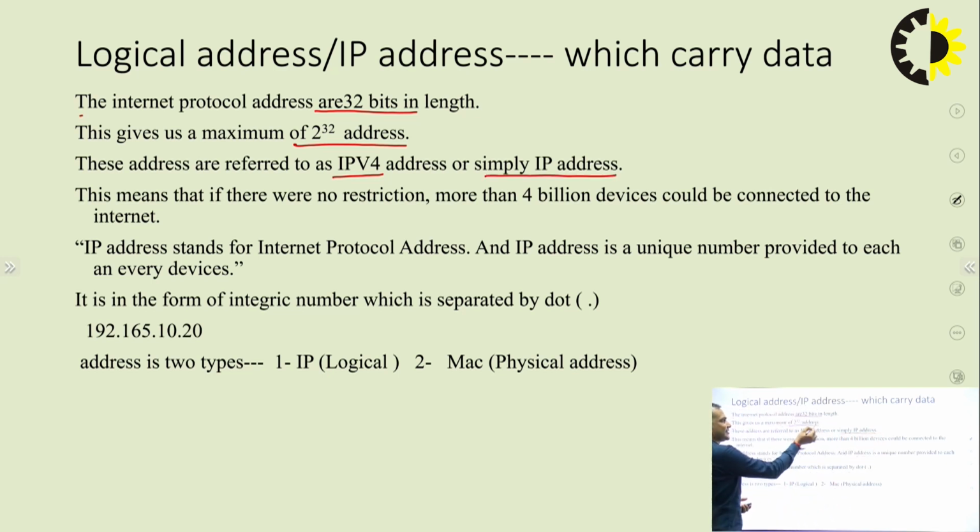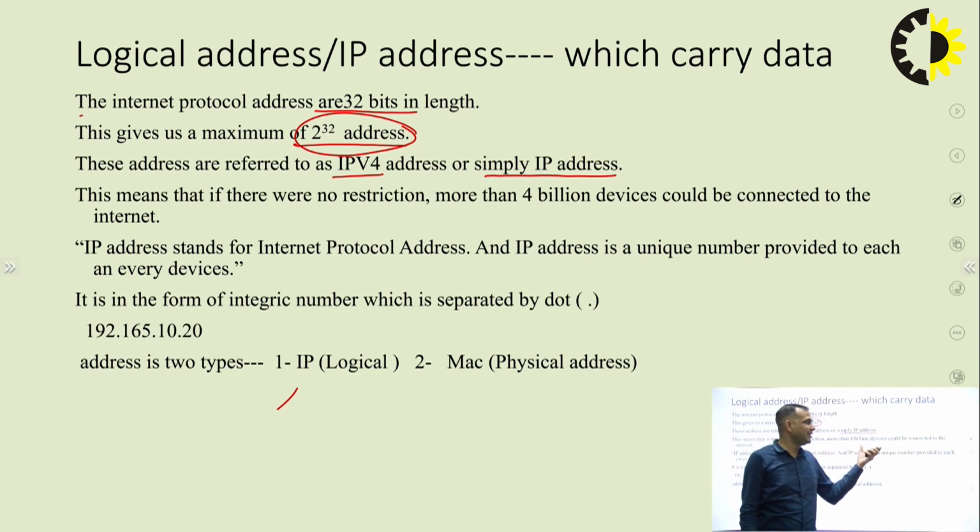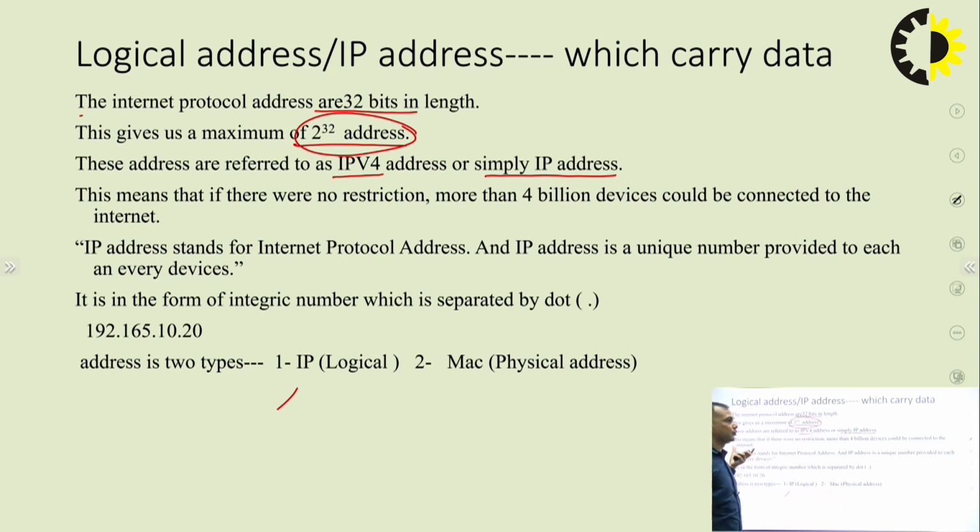The 2 to the power 32 addresses that we have here are referred to as IPv4 addresses, or we can simply say IP addresses. This means that if we have no restrictions, more than 4 billion devices can be connected to the internet with the help of this. But nowadays devices are increasing, so we need more IP addresses.